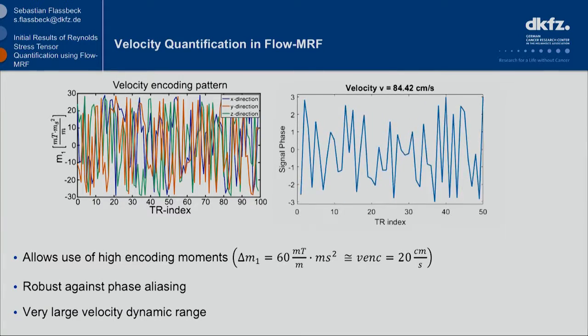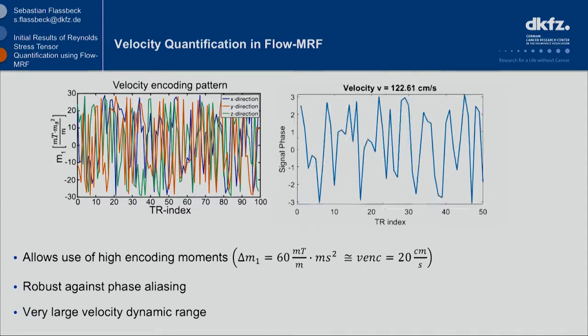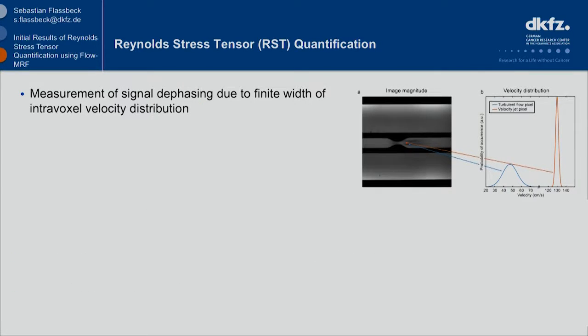So this is a unique feature of Phloem RF, which might be useful for the quantification of the Reynolds stress tensor. And the Reynolds stress tensor is a fluid dynamic tensor, which tells us something about the distribution of velocities within a single voxel. And it occurs all the time in fluid dynamics and can potentially tell you something about turbulence or pressure change, for example.